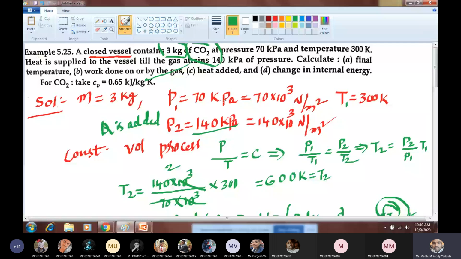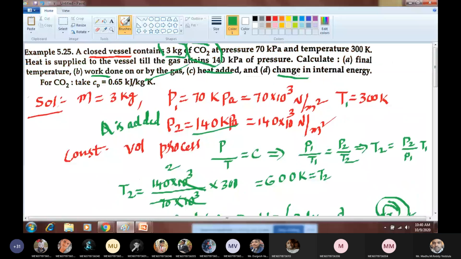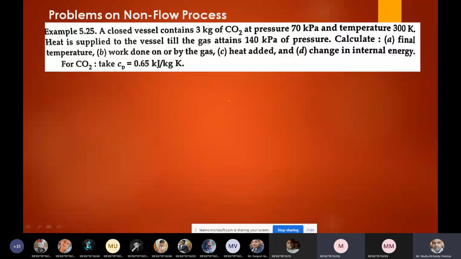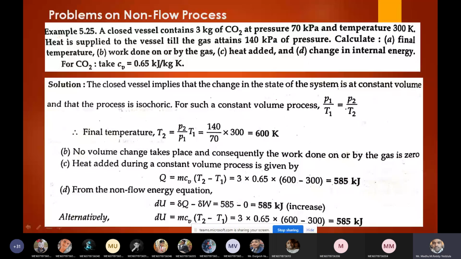Is this problem clear? Any doubt, please ask me. So we calculated the final temperature, work done, heat added, and change in internal energy. Can I move to the next problem? So we got 600 Kelvin, Q is 585, and the change in internal energy is also 585. Work done is 0 because there is no change in volume.